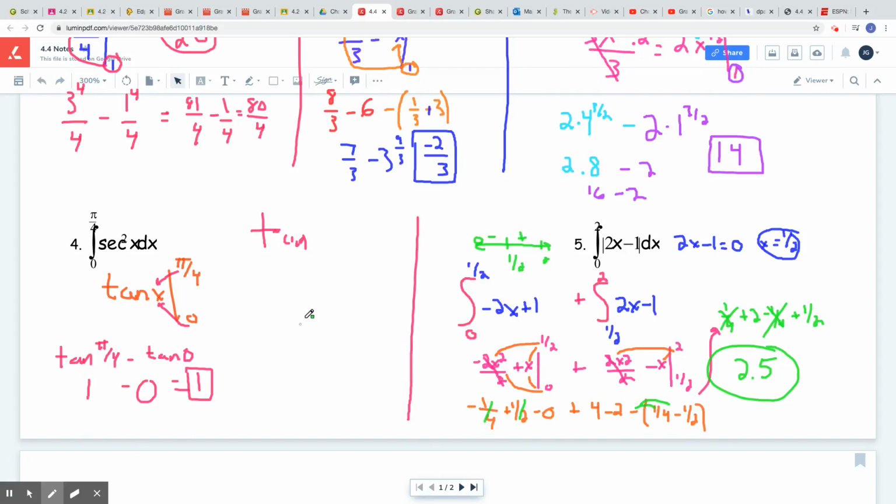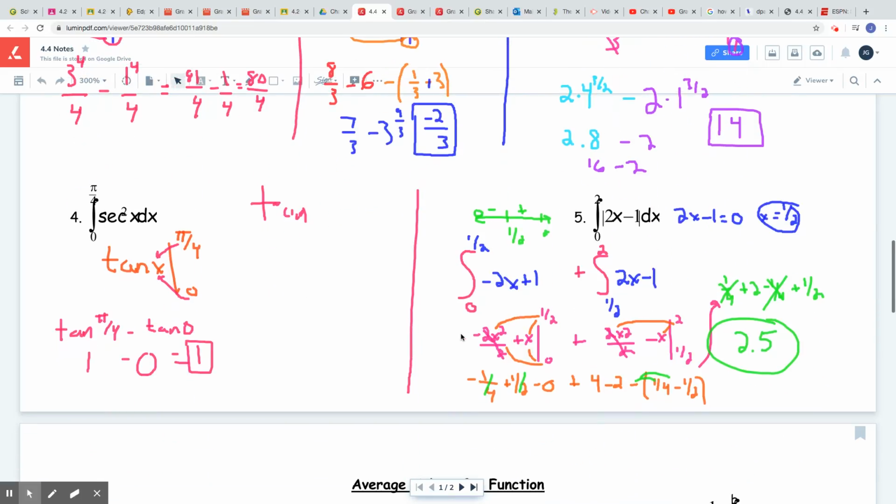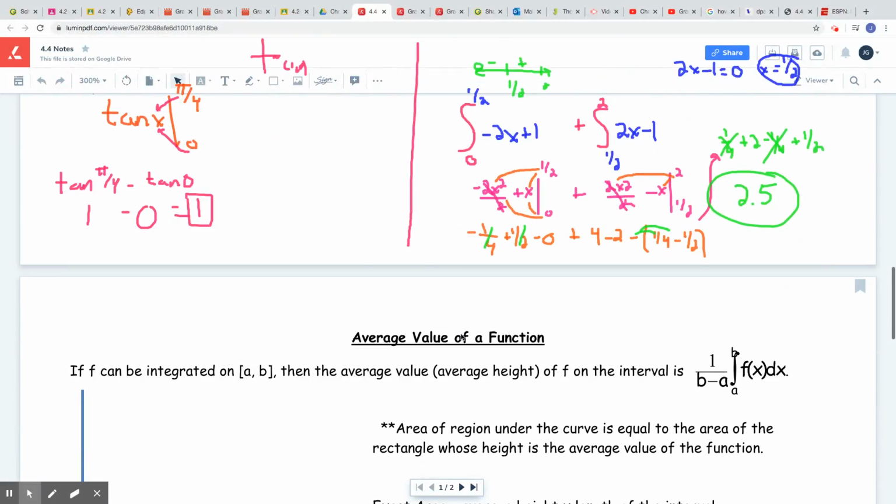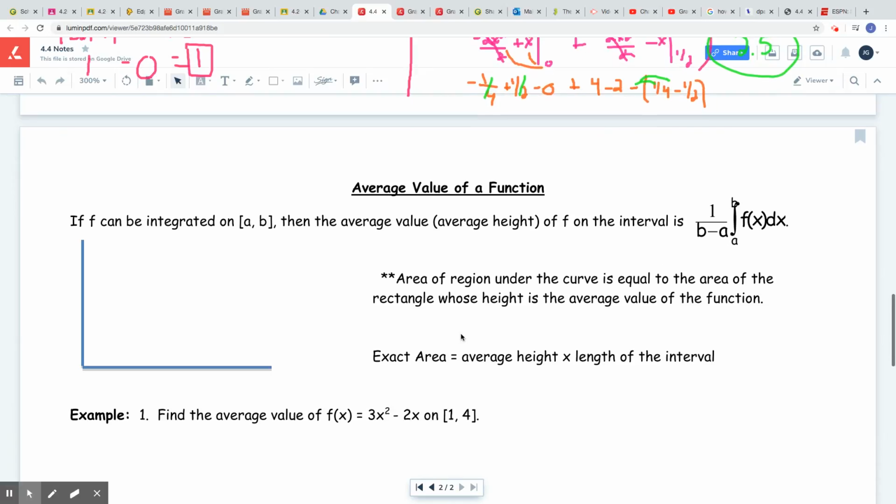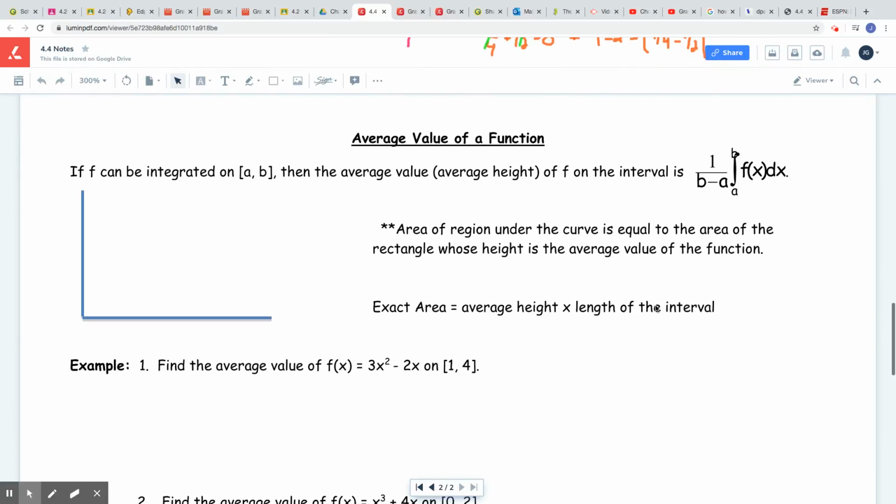All right. Last thing that we will do is something called the average value of a function. Don't worry about this drawing here. So if f can be integrated on an interval from a to b, then the average value, which also means the average height, of f on that interval is 1 over b minus a times the integral from a to b of f of x dx.